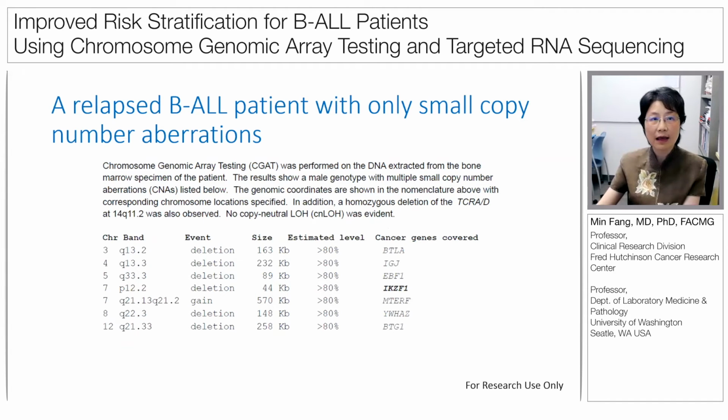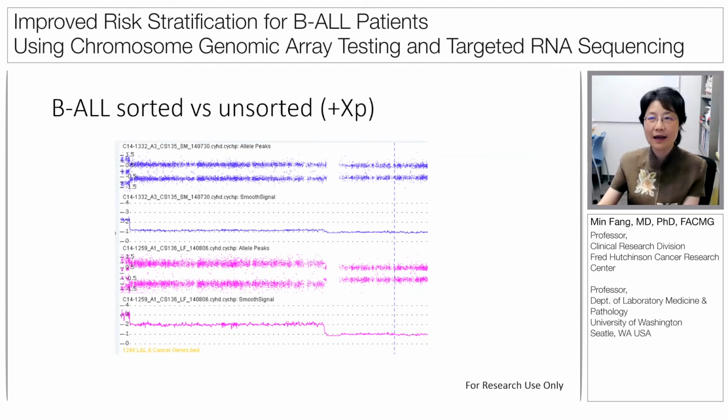In B-cell ALL, it's very frequent that you see only small copy number aberrations without other major events. So you won't be able to identify clonal abnormalities in such patients with any other type of assay, like karyotype or FISH, but only array can detect those small focal deletions or gains. Another advantage of using array is that you can pre-sort your abnormal B cell blasts.